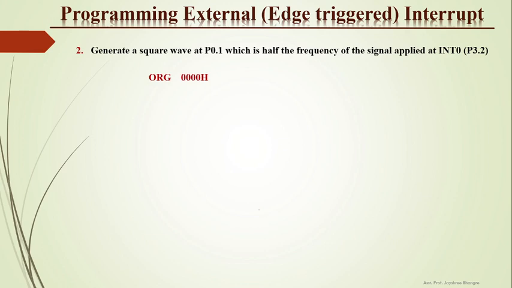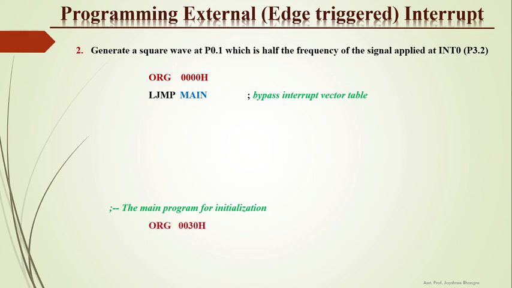So here is our starting address. Again using the instruction LJMP main, we bypass the interrupt vector table. Here is the main program in which we are initializing the registers. So we are moving the value 81H into IE. Now here we are just using the INT0 interrupt, that's why we are loading the value 81H. That means we are enabling the enable-all bit and enabling the INT0 interrupt. So we get the value 81H.